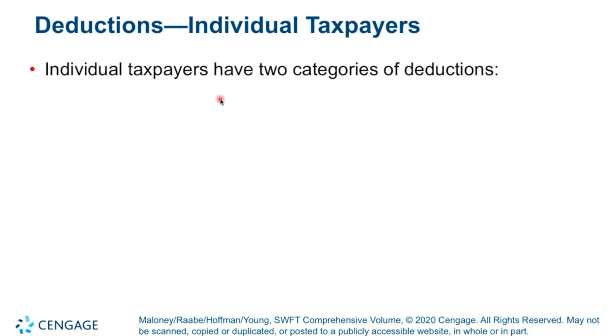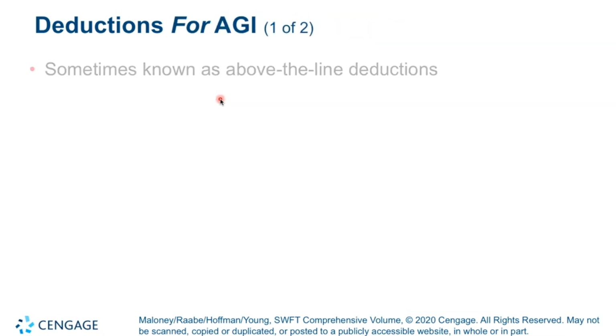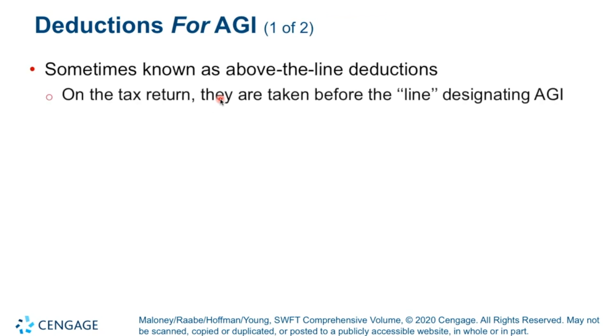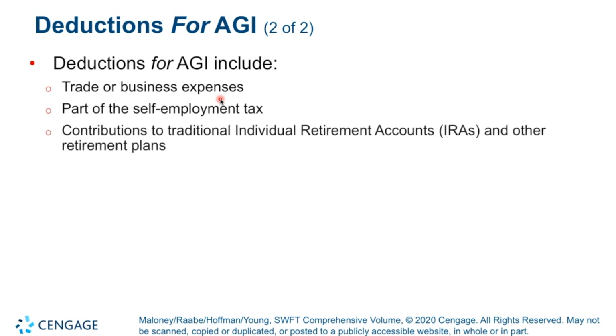So individual taxpayers have two categories of deductions: deductions for AGI, that subtotal I mentioned, and deductions from AGI. Deductions for AGI are sometimes called the above the line deductions, meaning they're above that subtotal of AGI, versus deductions from AGI. So now they're giving us a list of these. They're very specific. We'll look at the tax return in a moment.